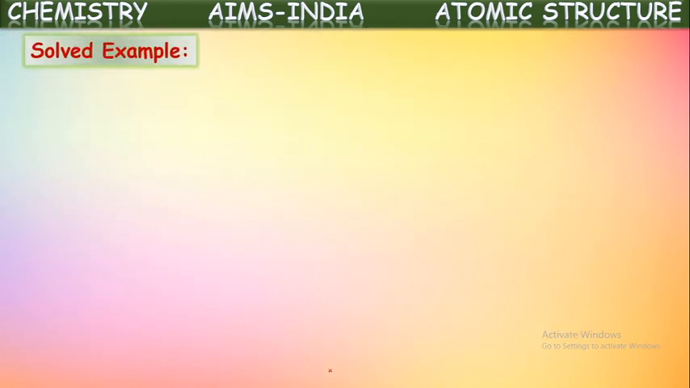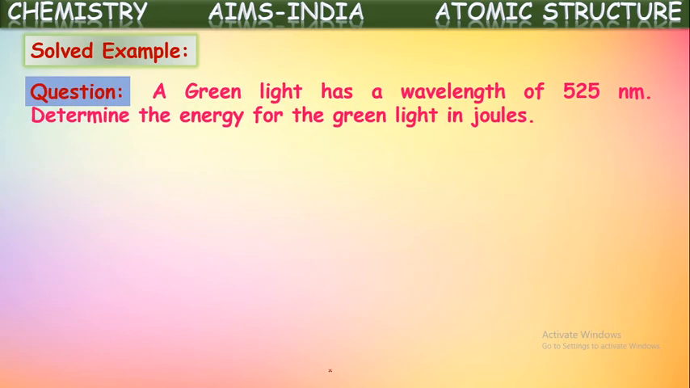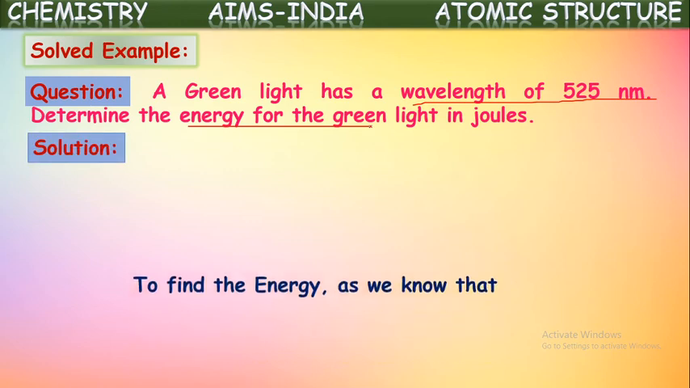Next, let us see some solved examples based upon these relations derived from Planck's quantum theory. See the question. A green light has a wavelength of 525 nanometers. Determine the energy of the green light in joules. Here they have given the wavelength of a light radiation, and they're asking us to find the energy of that light radiation. So wavelength is given and we are asked to calculate energy. Let us see the solution for it.